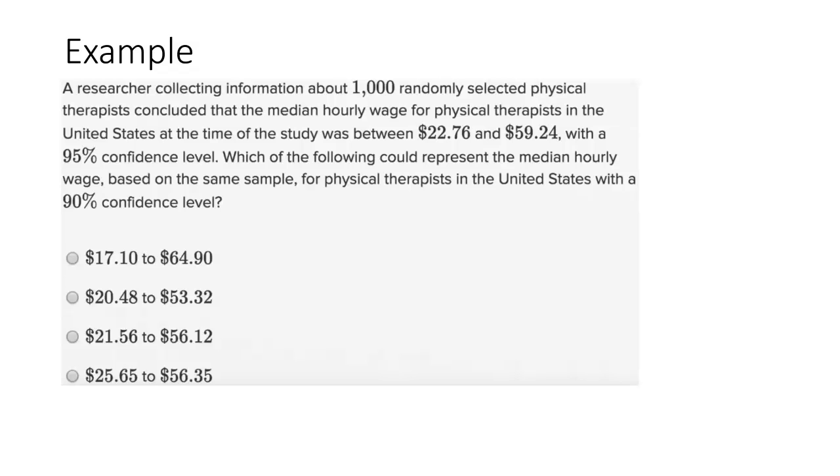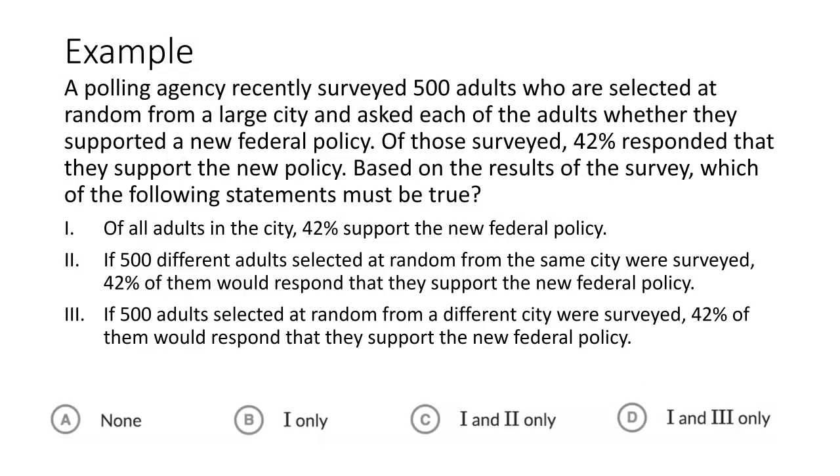Okay? I'm actually going to come back to this one. I want to do this one first, and I'm going to come back to it because this one is more in a similar vein. So, a polling agency recently surveyed 500 adults selected at random from a large city and asked each of those adults whether they supported a new federal policy. Okay? What was the one that just came out? Student loan forgiveness. And of those surveyed, 42% responded that they supported the new policy.